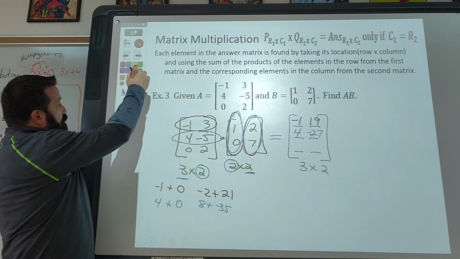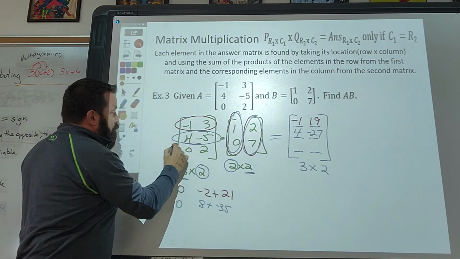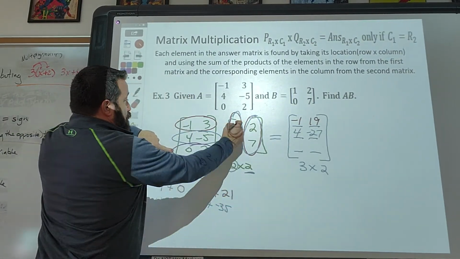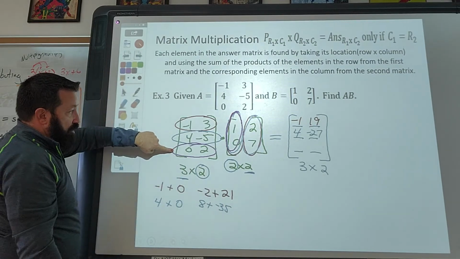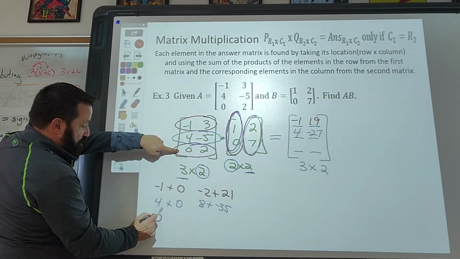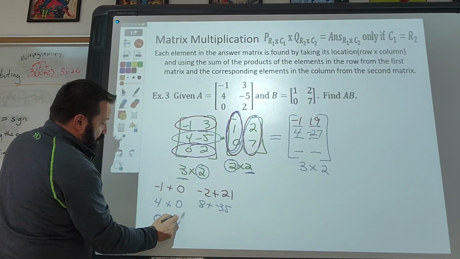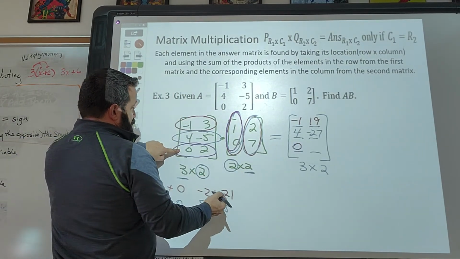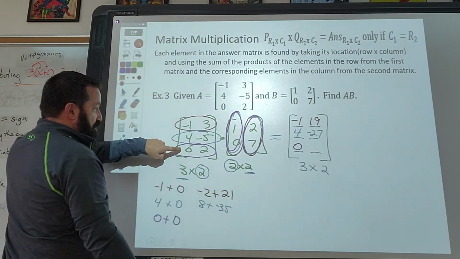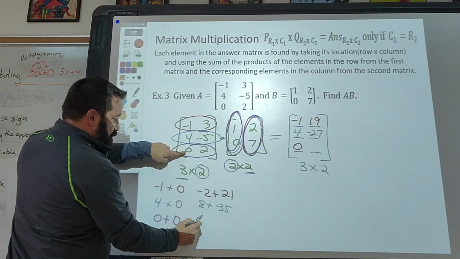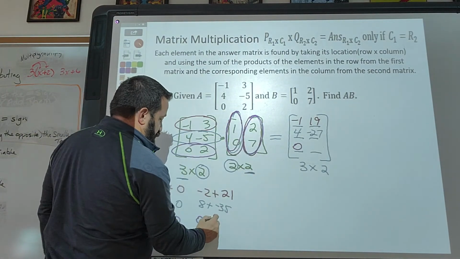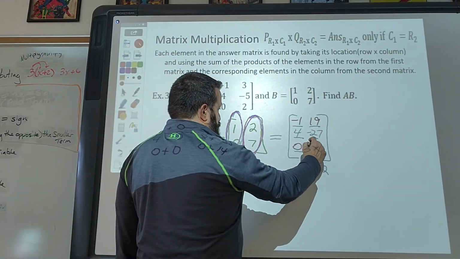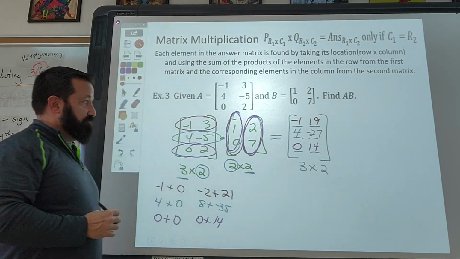So now I'm going to move on to the third row to get my answers in the third row here. So again, third row times first column. 0 times 1 is 0. 2 times 0 is 0. Add those together, I get a big fat 0. Second, this row times the second column now. 0 and 2 correspond, that's 0. 2 and 7 correspond, that's 14. And so 0 plus 14 is 14.